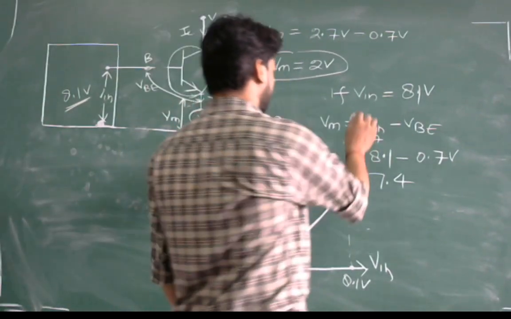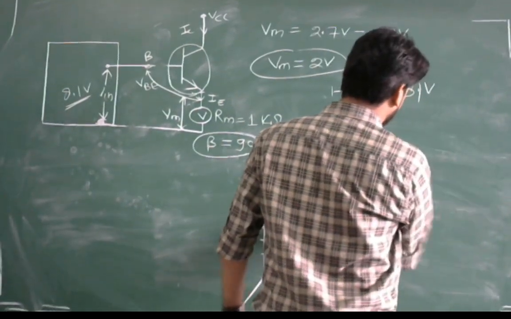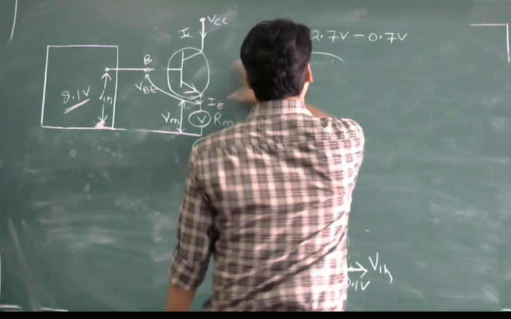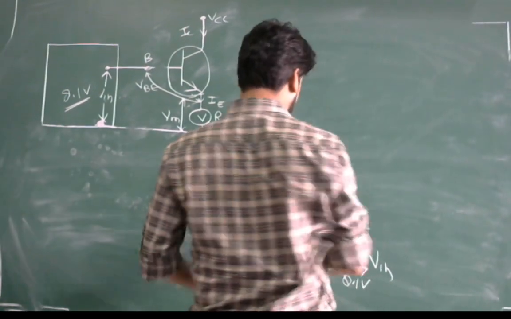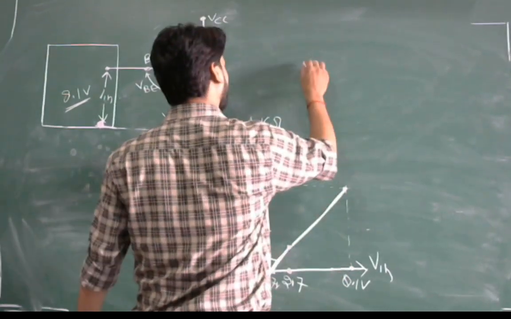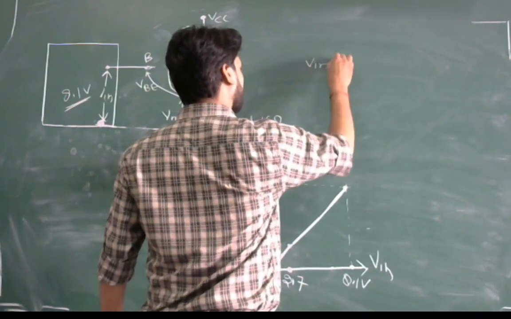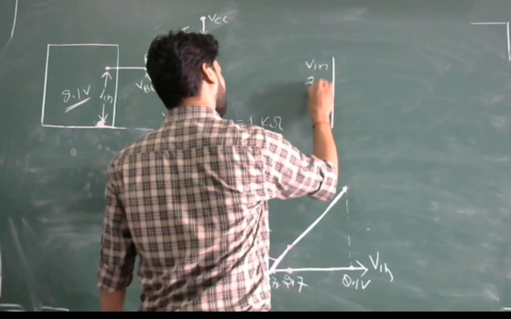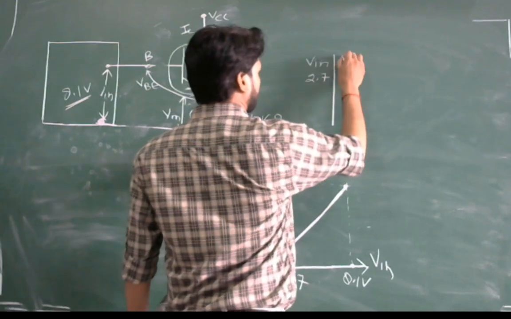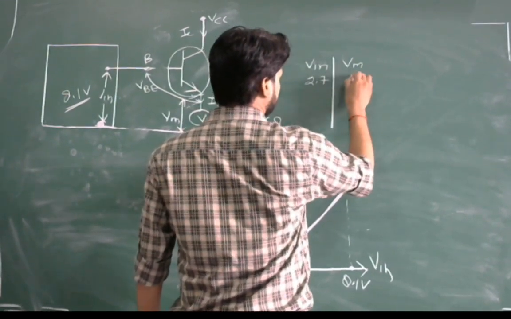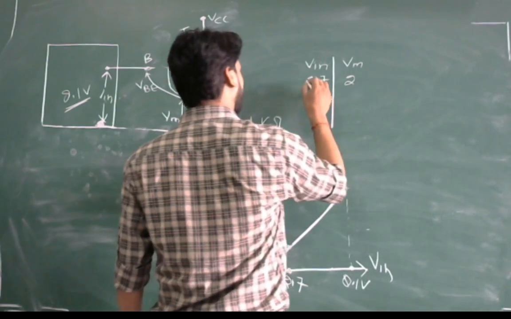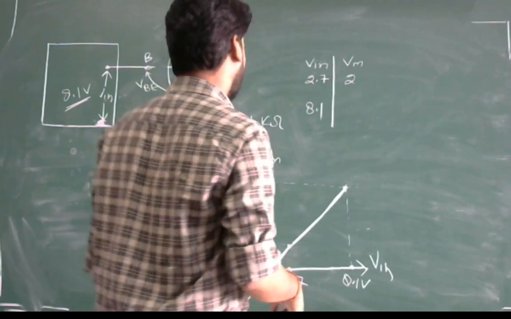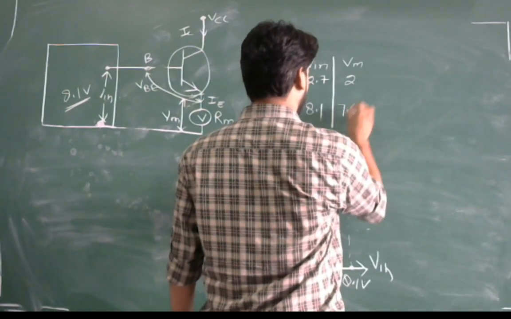Another way of analyzing the non-linearity of this result: when the input voltage is 2.7 volt, the output voltage in this case is 2 volt. When the input voltage is 8.1 volt, the output voltage is 7.4 volt.